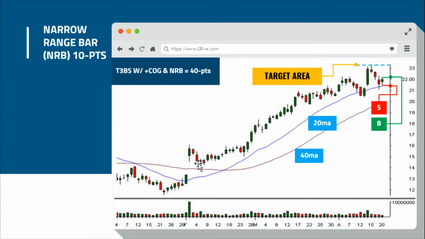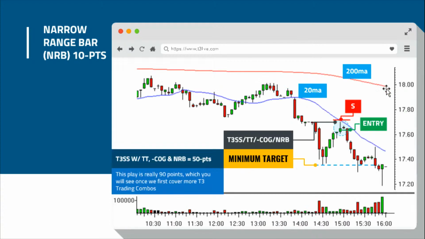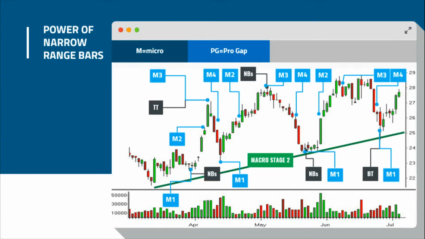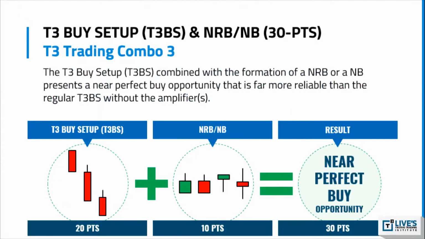These are setups. Look at over here. Narrow range bars. Almost always when there is a turn, there are narrow range bars. Almost always, not always. Okay? More of the same here, right? More of the same. And with a buy setup, with a narrow range bar, narrow body bar, almost a near perfect buy opportunity. Okay?